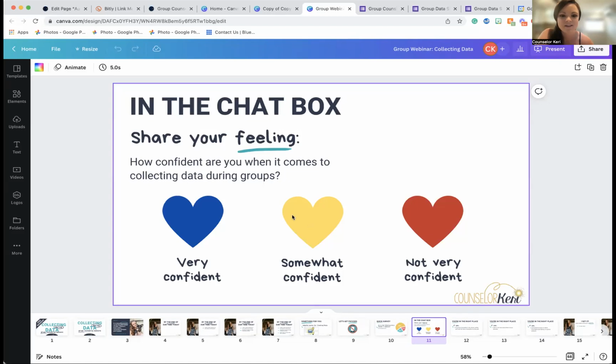And Christina, you have the yellow heart, somewhat confident. I feel like that's where most of us are. Like we know what to do and what to look for, but it's just kind of like that next step. Because sometimes with groups, you can have a perfect plan and know exactly what you want to do, and then chaos ensues or something comes up, and that data piece is sometimes the thing that gets left behind.